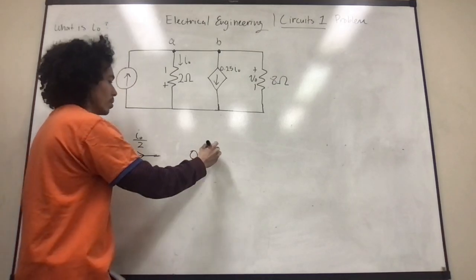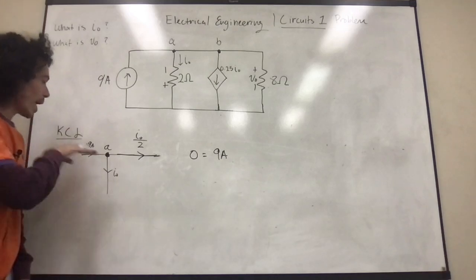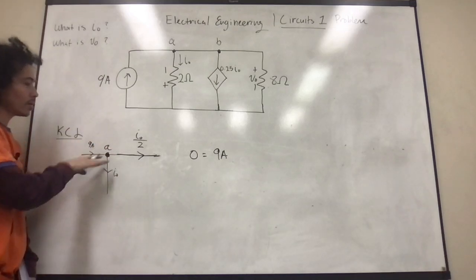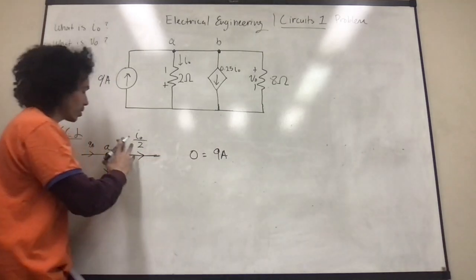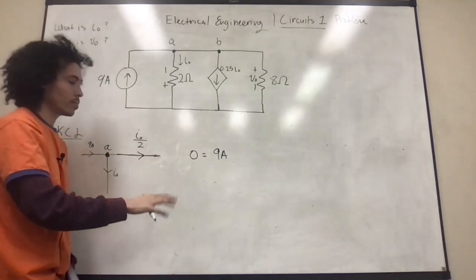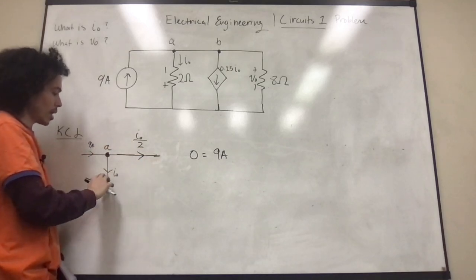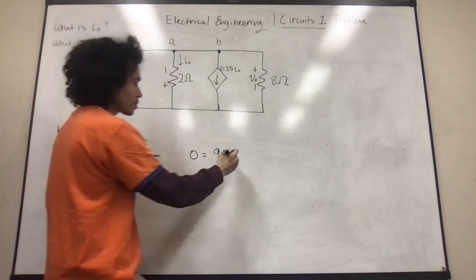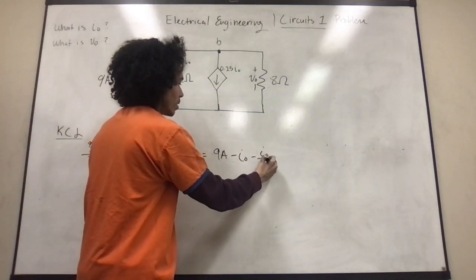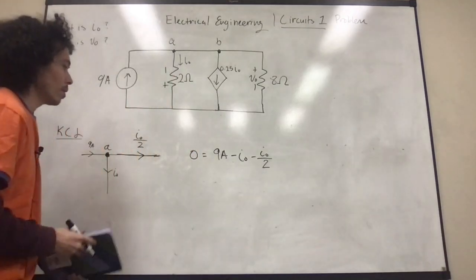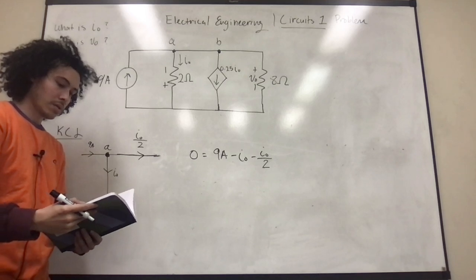Okay, so you have 9A. We add to the node the currents that are going in, and then we subtract the currents that are coming out. So half of I0 is going out, and then I0 itself is also going out. I0 over 2.